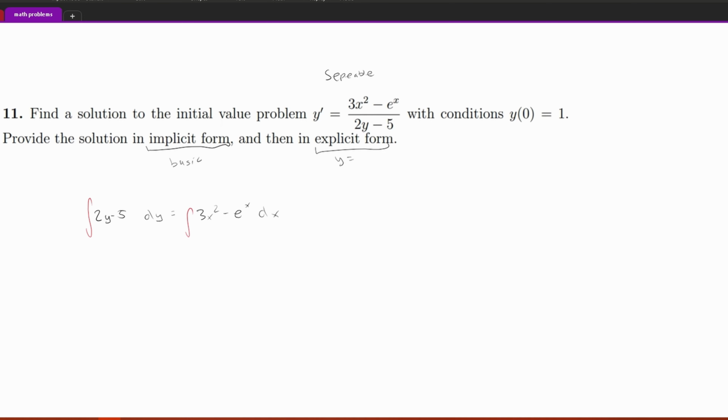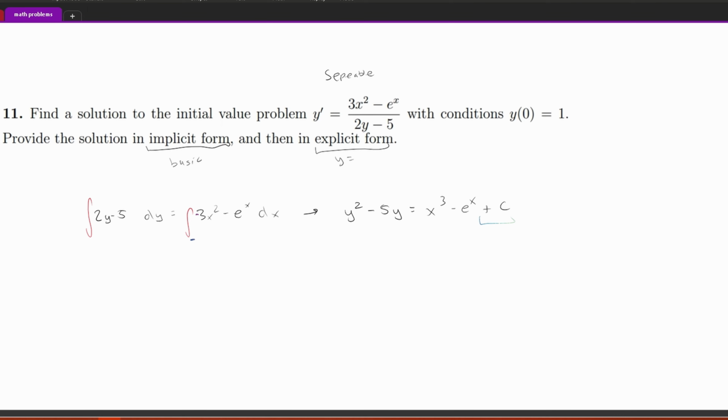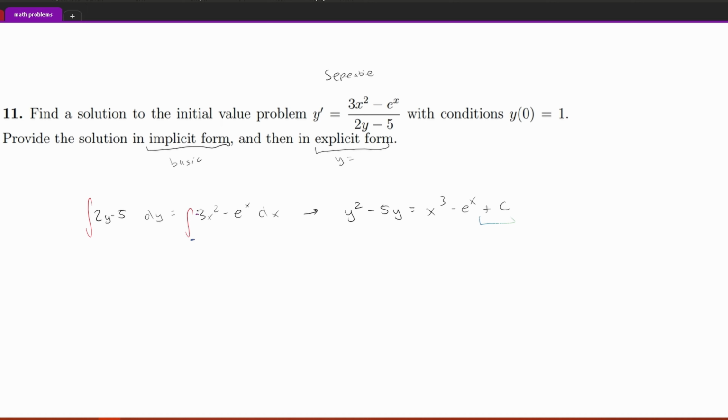So integrating on both sides, this is going to leave us with y squared minus 5y, and this is going to be equal to x cubed minus e to the x plus c. Remember, this plus c is going to appear whenever we don't have any bounds in here. And we only need it on one side because even if we add it on the other side, we're just going to add them together and it's just going to be one constant c. We only need one. So from here, we need to find c.